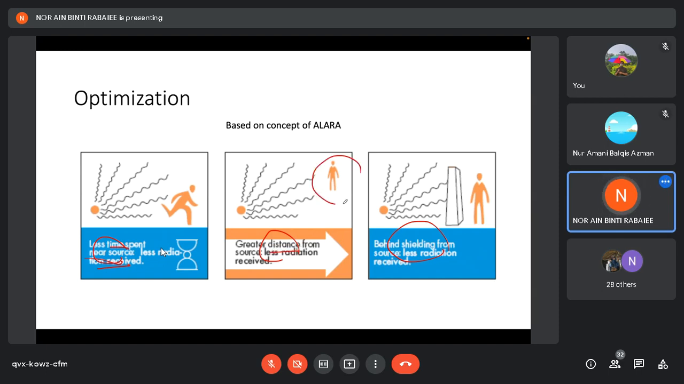The second principle is distance: keep yourself away from the source. If you really need to stay with the source, try to stay as far as possible from it. So greater distance from the source, less radiation received. I think most of you apply this when you see a general mobile X-ray coming into the ward. When they start shooting, of course, everyone will try to avoid staying with the patient and to be at the greatest distance from the source for less radiation received. This is based on the inverse square law, where greater distance means less intensity or less radiation received.